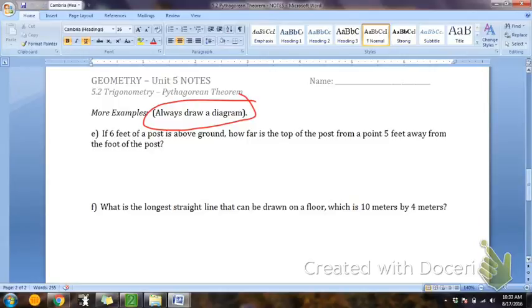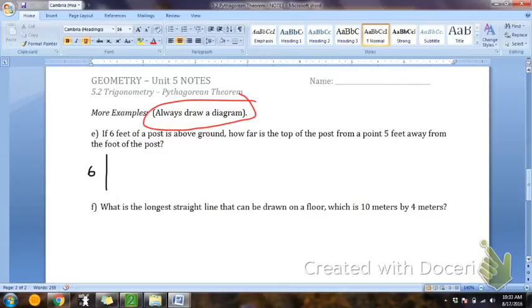Okay? All right, so let's do this. I'm going to help you. We're going to do some together so that you get in the hang of drawing a picture. We have a 6-foot post above ground. There we go. A 6-foot post. I'm not asking you to be Mozart. That's music. Who's? Picasso. Thank you.